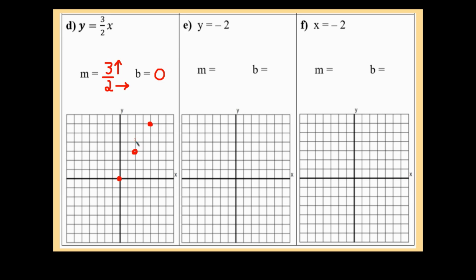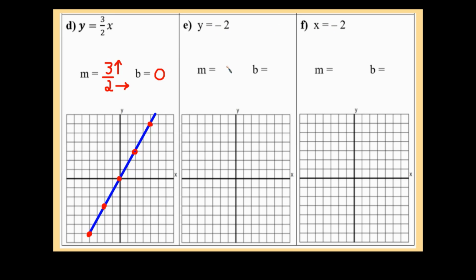And then once you completed the right side, you're going to go back, and you're going to go down 3, over 2. Down 3, over 2. Then once I completed all the points, I'm going to connect the dots. And there we go. There's our line. All right, very good. The next ones is the special cases where you have a letter just equal a plain number.